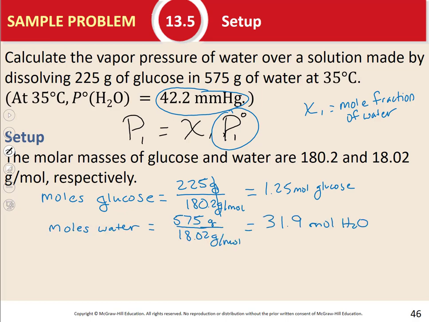Can we find the mole fraction? Yes. So mole fraction of water is going to be our moles of water, 31.9 moles of water, divided by the total moles. So we're going to take the moles of water again, and then we're going to add to that the moles that were glucose. Don't multiply by 100. Again, this is not a percentage. Leave it as a fraction, which means it should be less than 1.